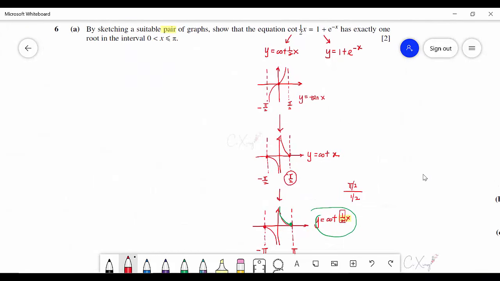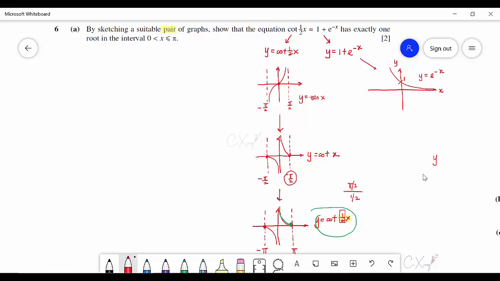All right, then we go further to this other part here. For y equals 1 plus e to the negative x, the first original graph that I want to sketch is e to the negative x. The original pattern for e to the negative x is something like this. The asymptote is the x-axis, and it passes through the y-intercept, which is always 1. So this is the original graph for y equals e to the negative x.